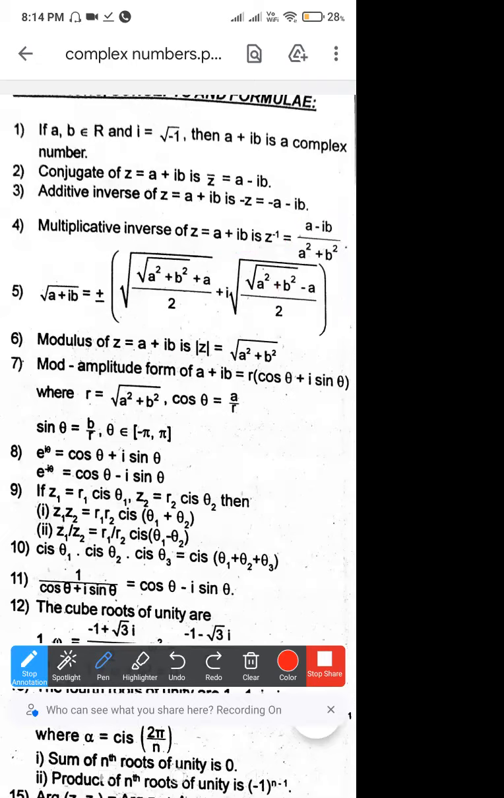Next, root of a plus ib is equal to plus or minus root of (root of a square plus b square plus a) by 2, plus i into root of (root of a square plus b square minus a) by 2.